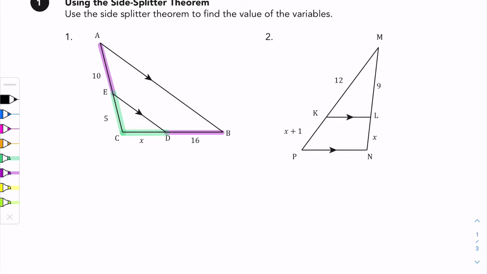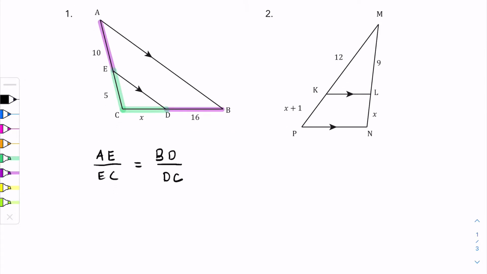So I am going to do AE over EC, and I'm going to set this equal to BD over DC. The length of segment AE, I highlighted this in purple, that would be 10, divided by EC, highlighted in green, which is 5. And this is equal to my second purple segment, BD, which is 16, divided by my second green segment, DC, which is x.